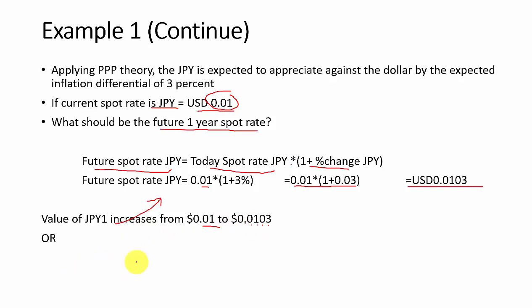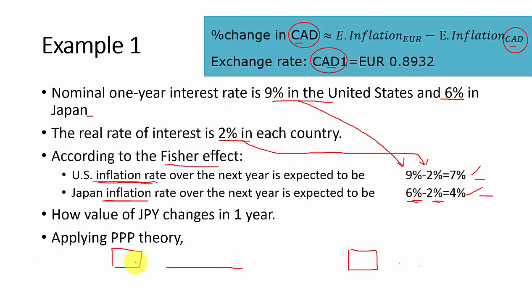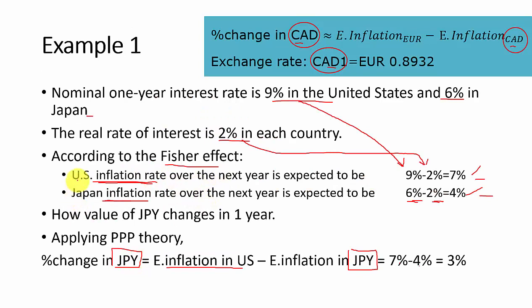Okay? So it is consistent with our idea: a high interest rate in the US implies high inflation, and therefore the US dollar should drop. A low interest rate in Japan implies low inflation, and therefore the Japanese yen appreciates. Okay.